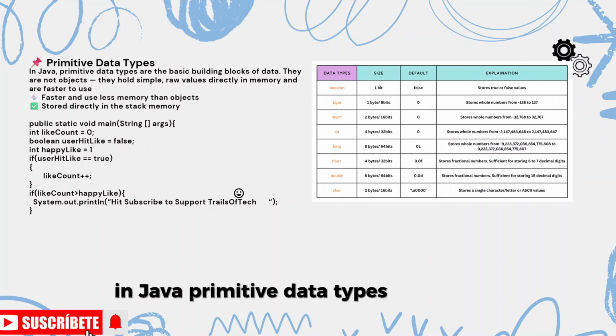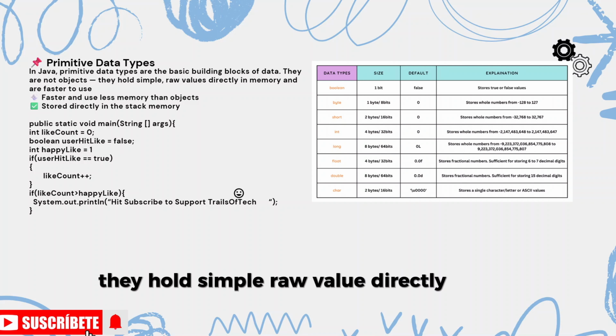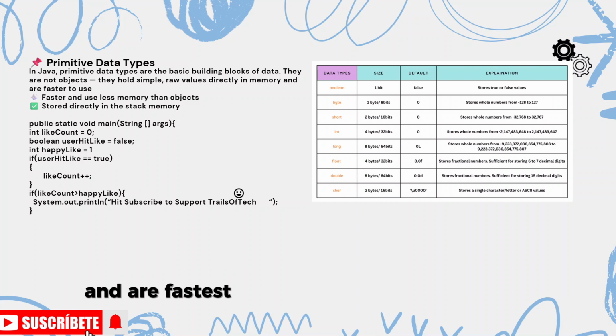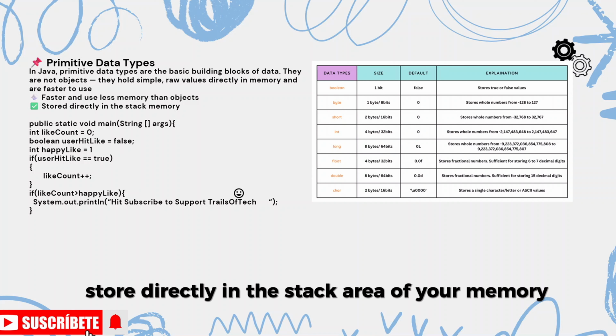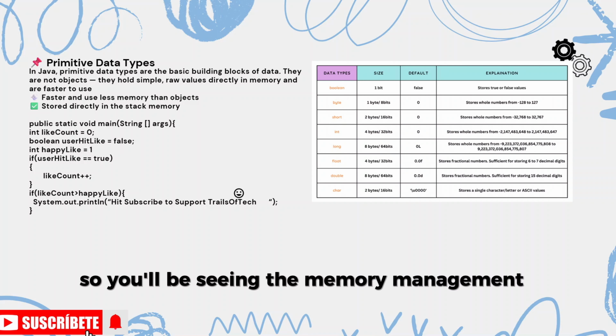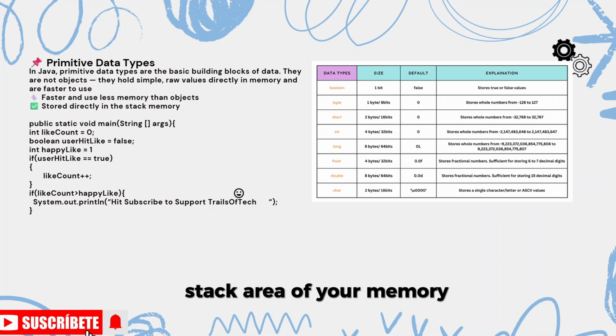In Java, primitive data types are the basic building blocks of data. They are not objects; they hold simple raw values directly in memory and are the fastest to use. Directly in memory means whenever you declare a variable and assign a value to it, the variable is stored directly in the stack area of your memory. You'll see memory management in the JVM lecture, for which I'll be creating a different video, so you can check it there. But as of now, primitive data types are stored in the stack area of your memory, right?